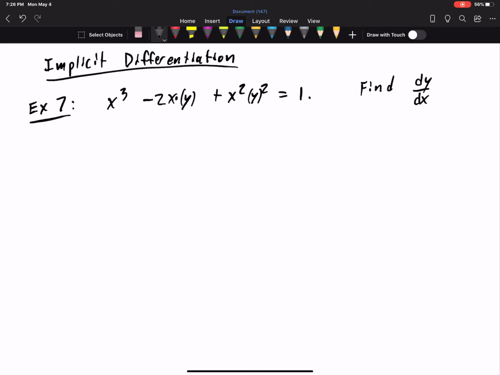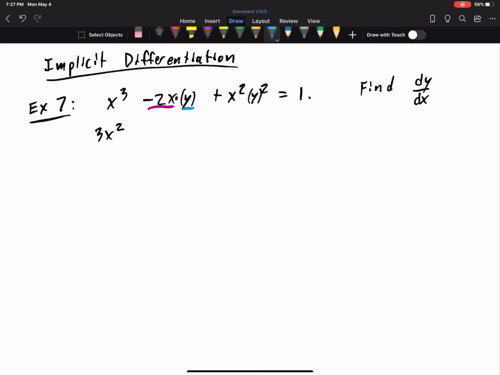All right, first step of all of this, aside from putting parentheses, is derive both sides. So derive the first term, you get 3x squared, because duh. Now the second term requires the product rule because we have this function minus 2x here times y, and y is a function of x. So we need to use the product rule.